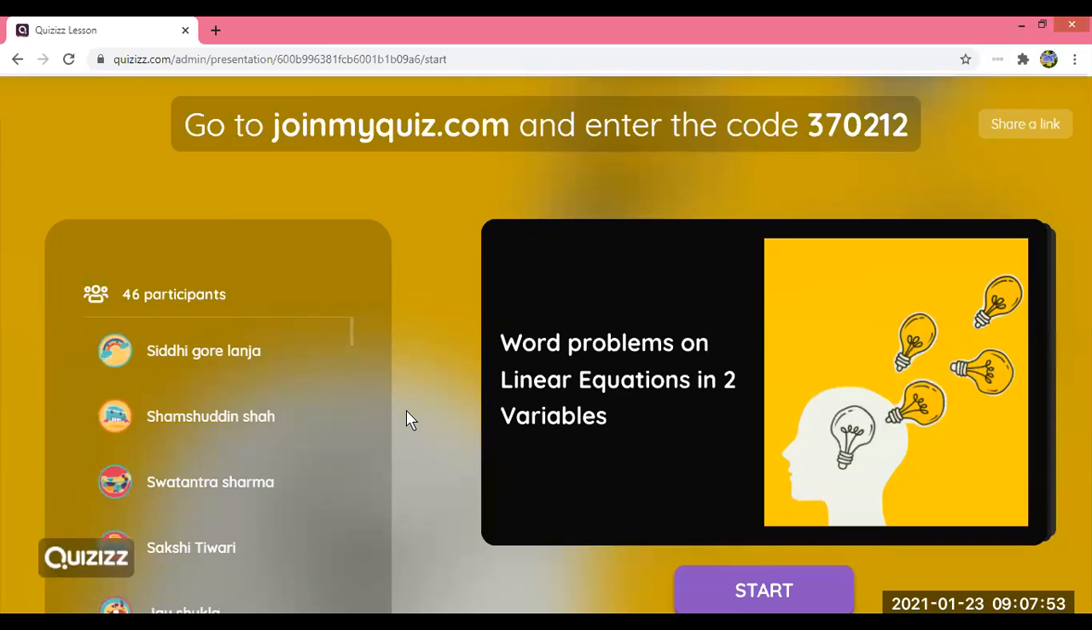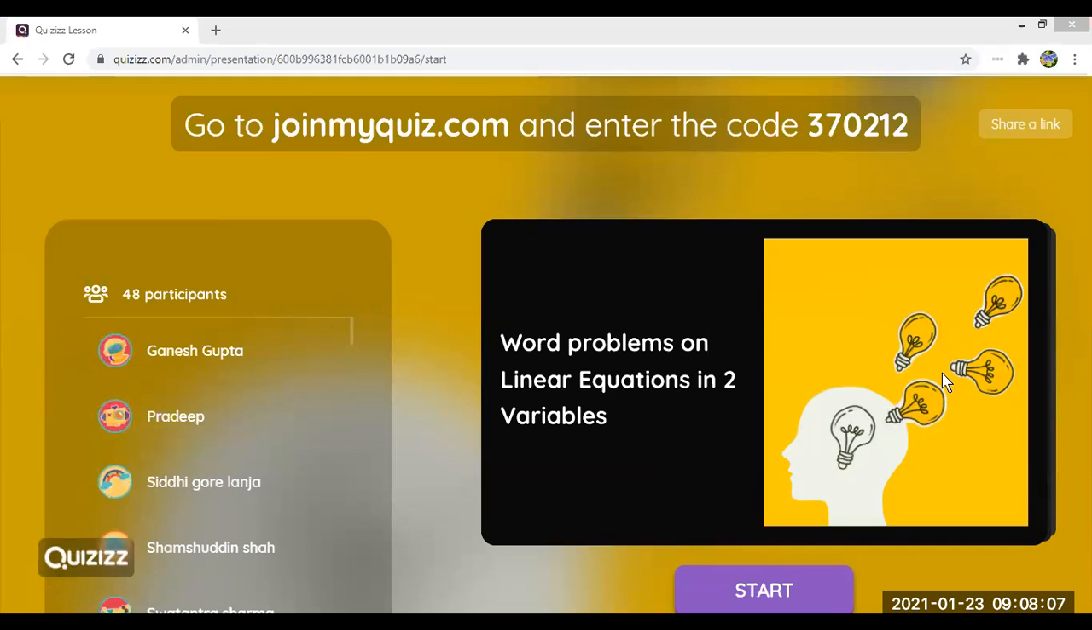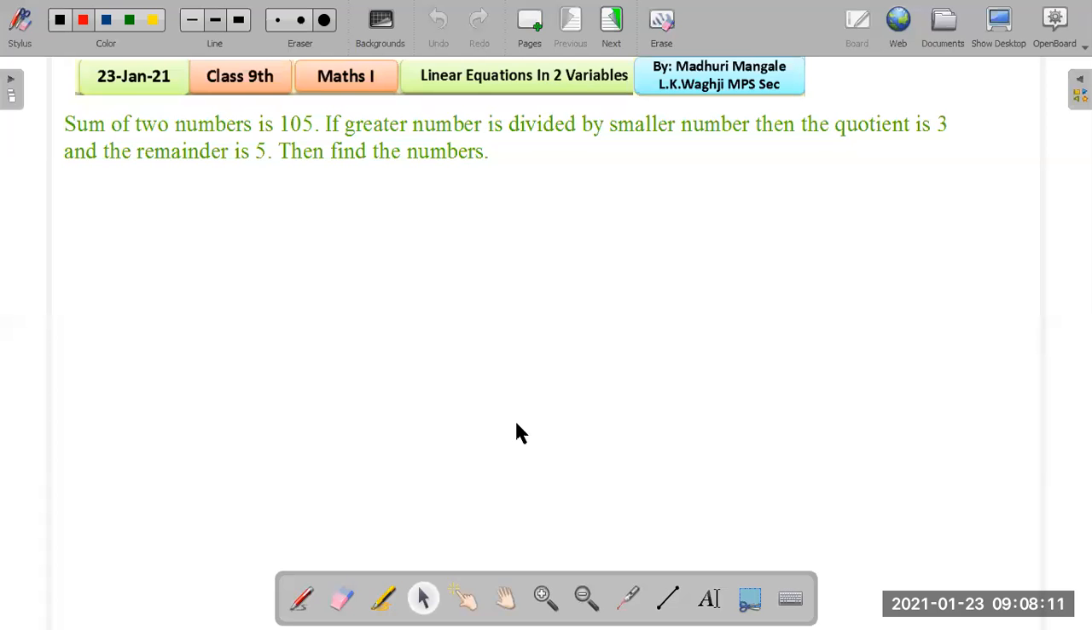Students, you need to participate because I need to know how many of you are actually solving and working the problems out with me, and how many of you are getting them right also. Correct? So there are a good number of participants, and let us begin. We move to the board area, and this is our first question. Let's start working it out.